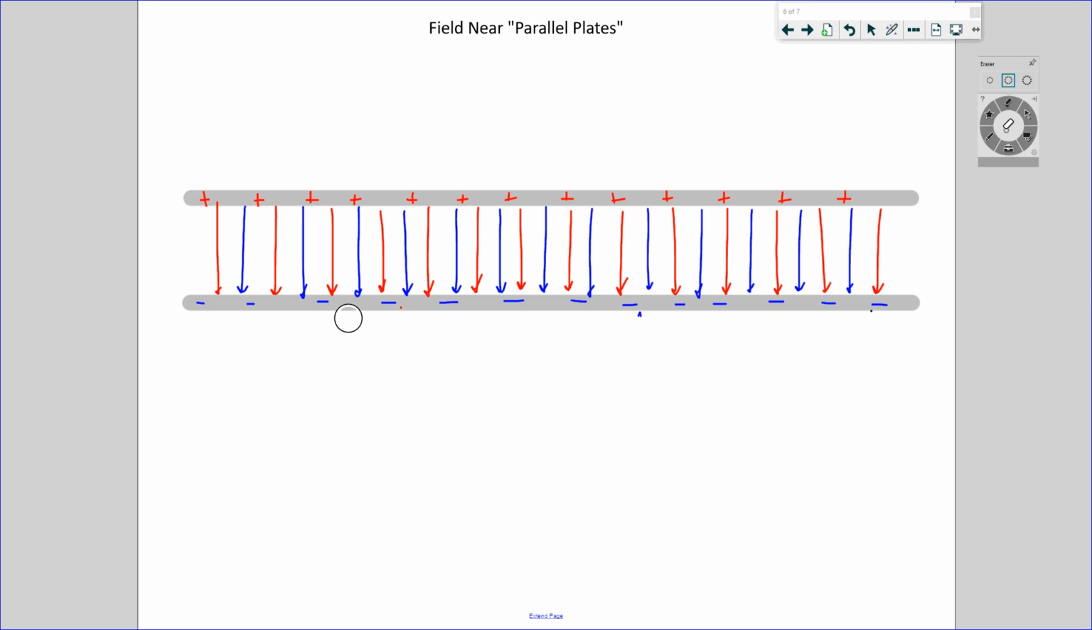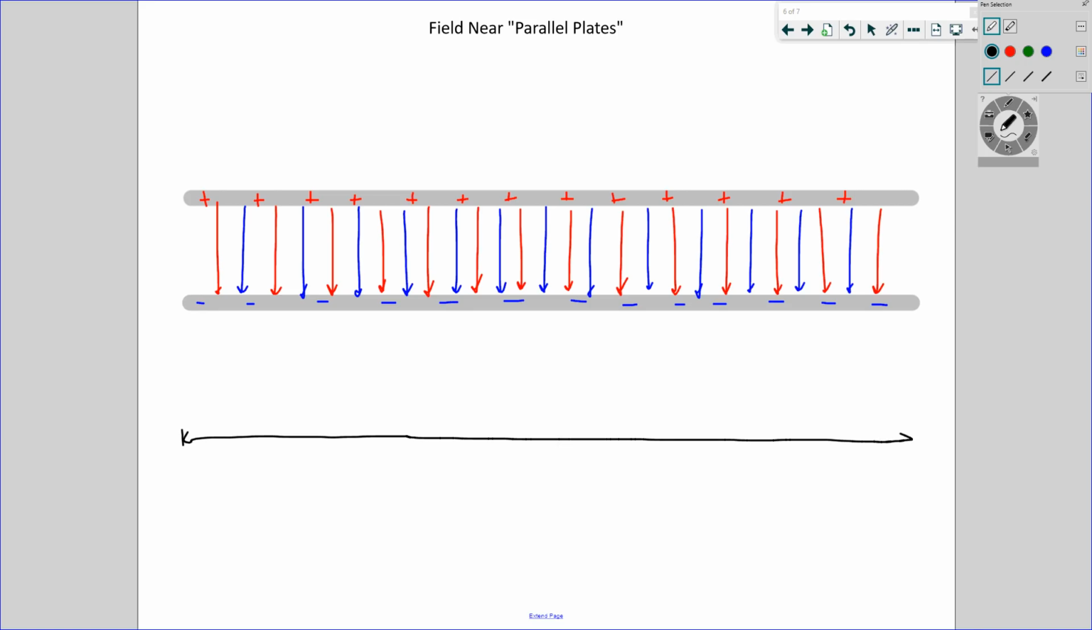But aren't we closer to the, yeah, okay, we are. But here's the deal. What we're going to concern ourselves with is a couple of things. One, we're going to say that this dimension, whatever you want to call this, is way bigger than this one. These will sometimes be called infinitely long parallel plates, or really long parallel plates, or parallel plates that are way longer. Their separation is really small compared to their size.